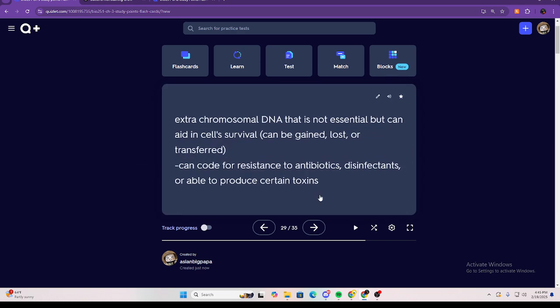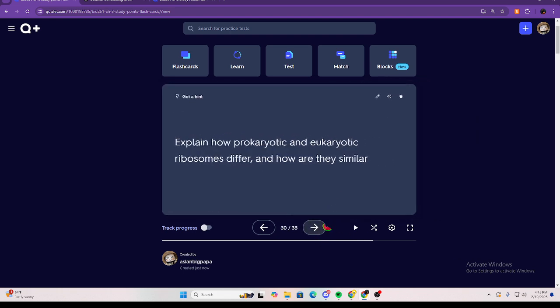Plasmids, what are they? Plasmids are basically extra chromosomal DNA that's not essential but can aid in cell survival. So basically, it's not needed. You need to know that. It's not needed, but it can aid and code for resistance to antibiotics, disinfectants, or be able to produce certain toxins.